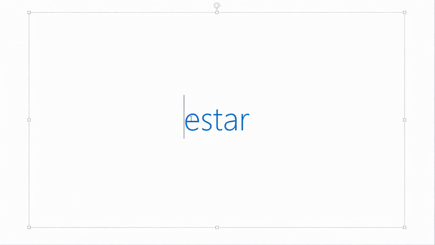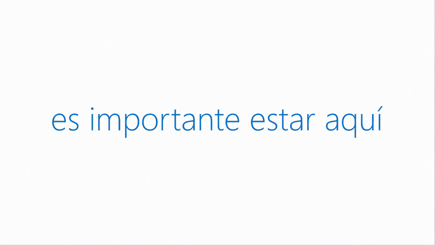The verb to be in Spanish is estar. We have e and star. So estar is the verb to be. And the word for here is aquí. We've come across that before. Aquí. How would you say to be here? Estar aquí. Now try to say it's important to be here. Es importante estar aquí.